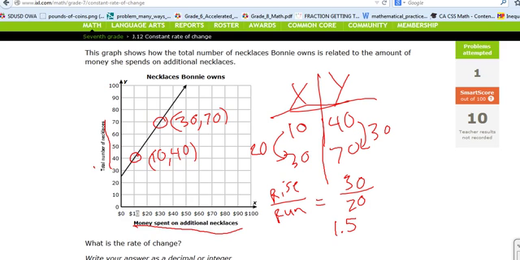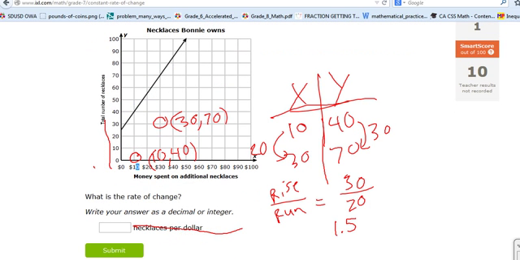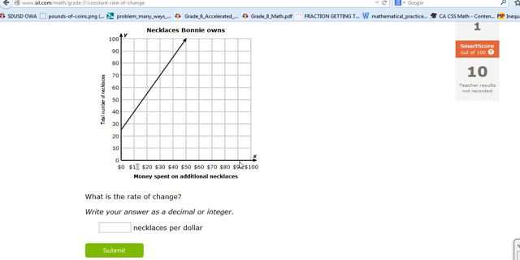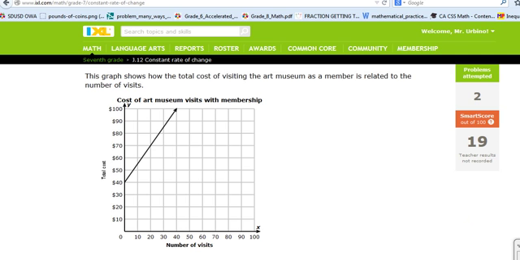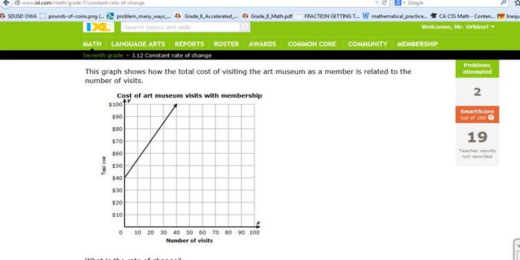So what this means is, for every dollar she spends, she gets 1.5 necklaces. So 1.5 necklaces per dollar. Okay, I'm going to put that in: 1.5 necklaces per dollar. Alright, another one. We're just going to do one last one together.